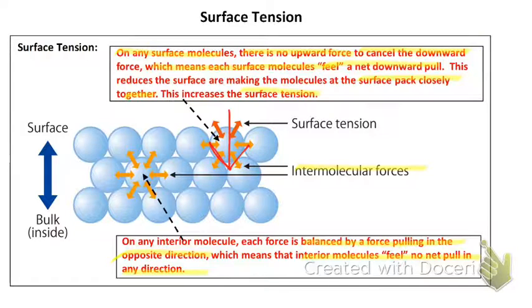So what's going to influence that, of course, is the intermolecular forces, because the stronger the downward pull is at the surface, the stronger the surface tension will be. For instance, liquids with hydrogen bonding molecules are going to have a much higher surface tension, because that downward pull is so much greater than, say, molecules that are just using dispersion forces. All right, so that's the idea of surface tension here.